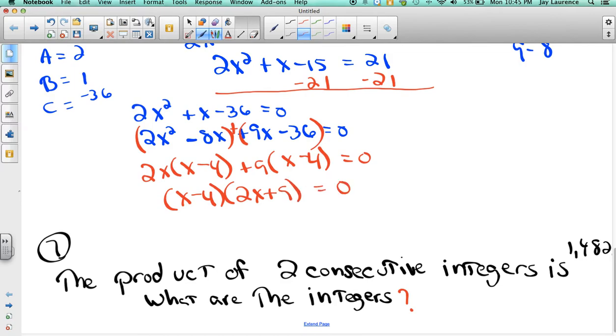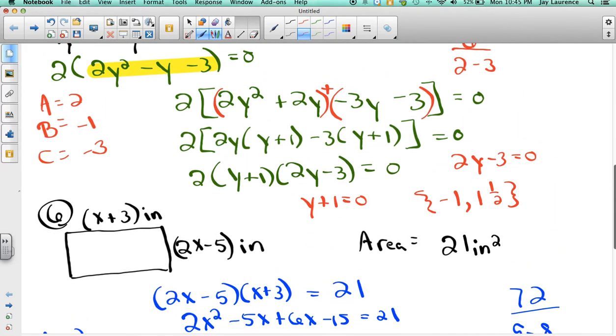That'll equal 0. When I solve these, I'm going to get x equals 4. And here I got to do 2x plus 9 equals 0. So x is going to equal negative 4.5. Okay, but it was an area problem, so I have to go back and plug it in.